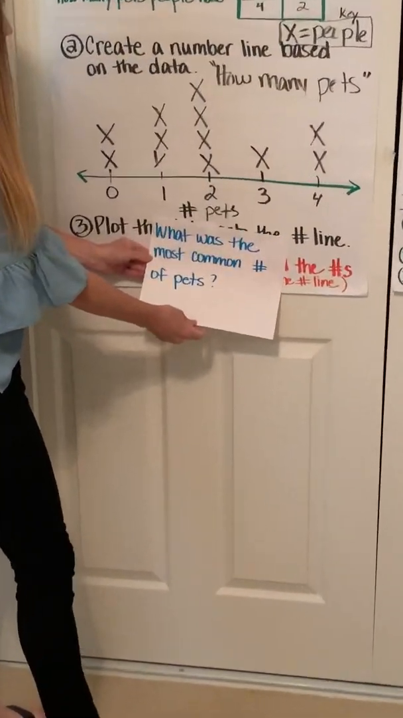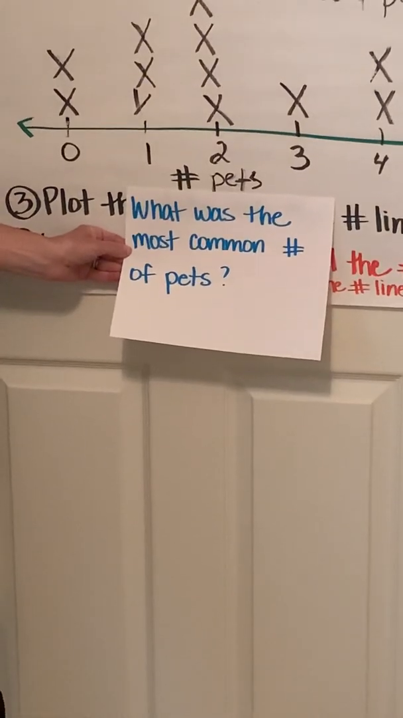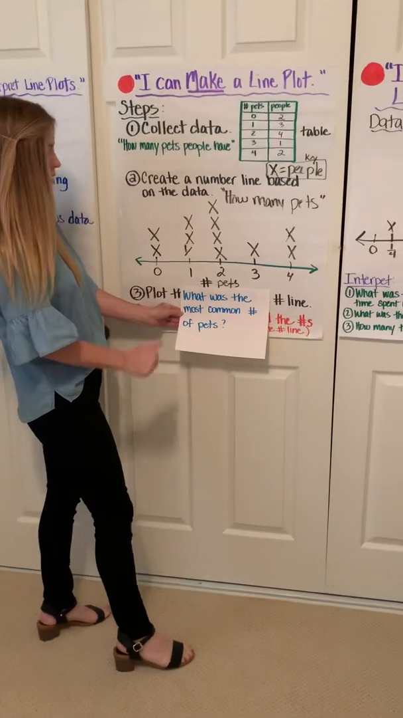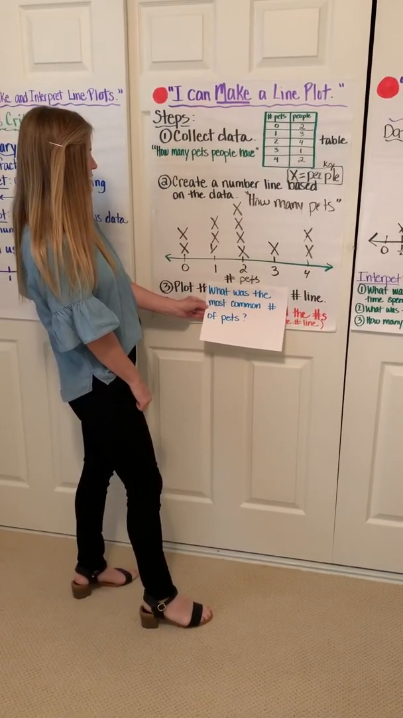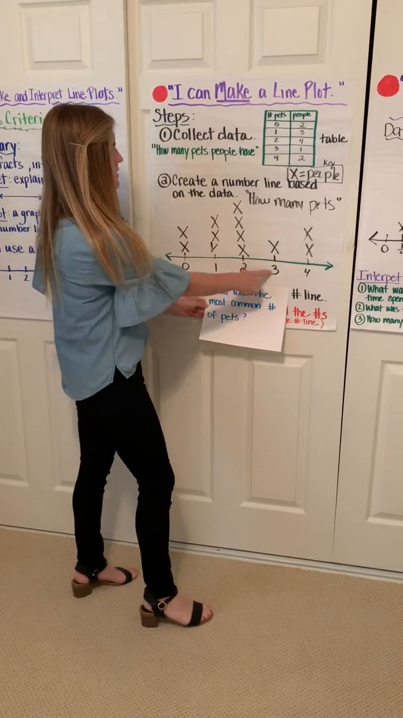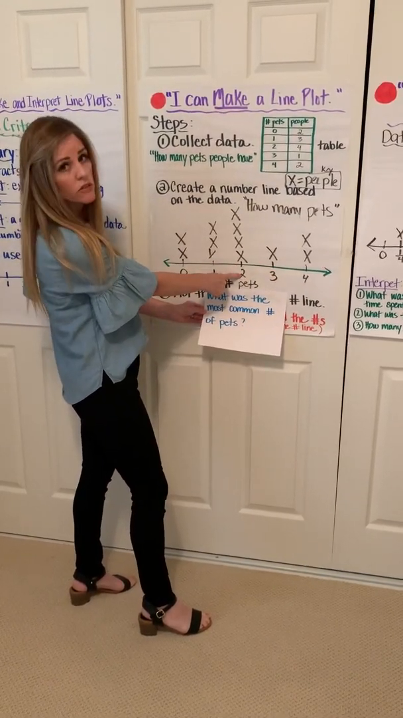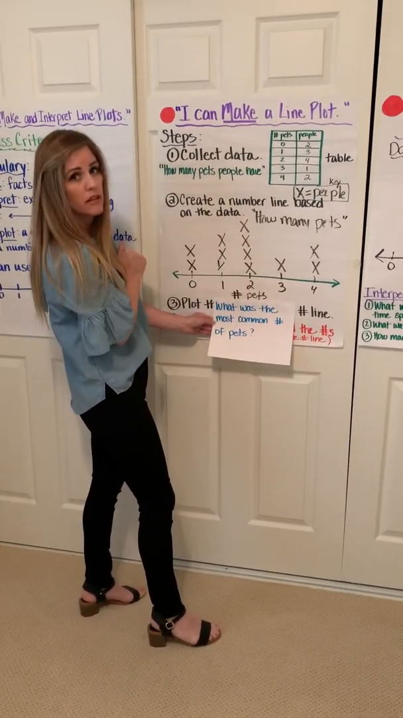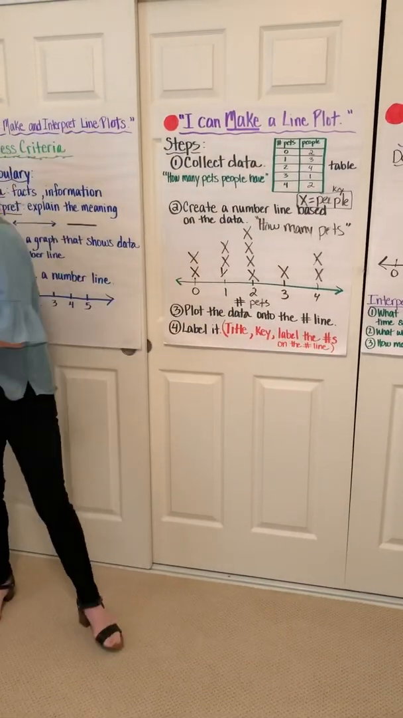What was the most common number of pets? What was the most common, meaning the one that people had most often? Most common number of pets to have? So remember, these numbers represent the number of pets, and the most common, again, the answer would be 2. 4 people had 2 pets. That was the most common in my survey. Let's try another question.